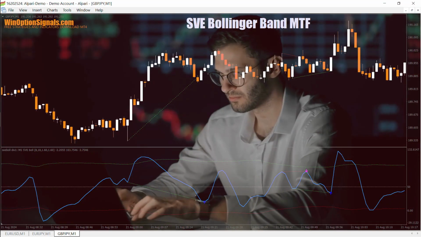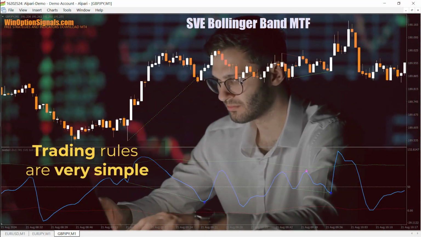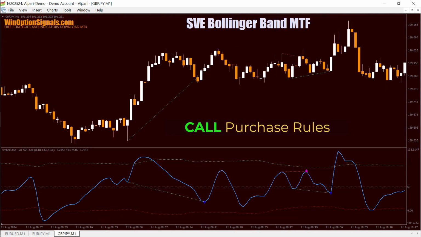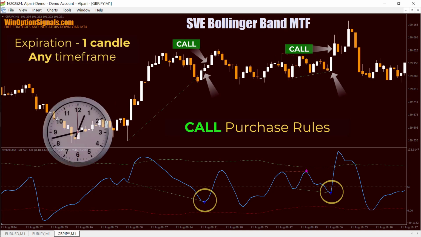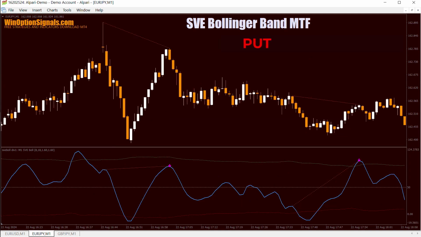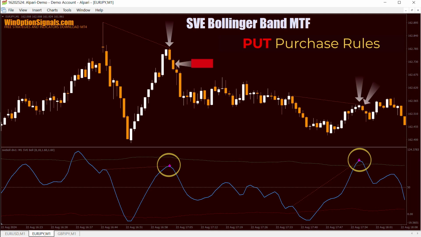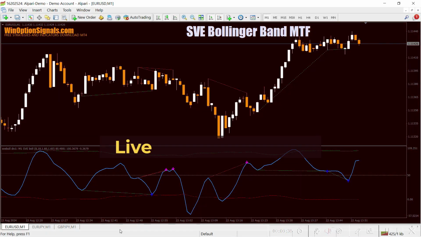And this reduces trading on this indicator to absolute simplicity, and to buy a call option, only 2 conditions must be met. First, a blue upward arrow appears. Second, the candle on which the signal appeared has closed. And immediately at the opening of the next candle, you should buy a call option with an expiration of 1 candle. You can use any time frame. And to buy a put option, it is necessary that 1. A pink downward arrow appears. 2. The candle on which the signal appeared has closed. At the opening of the next candle, you can buy a put option.